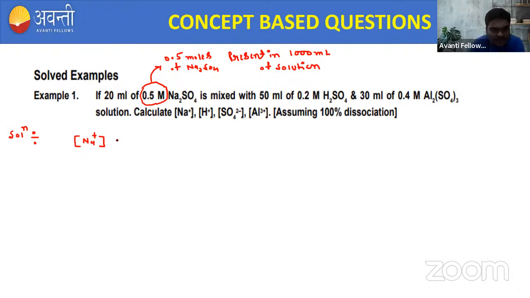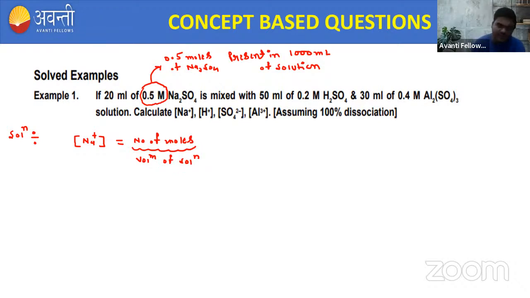Now, for example, if you want to find the concentration of sodium, what do we need? Basically, for finding the concentration, we need the number of moles of the solute upon volume. That is the number of moles of the solute divided by the total volume. Let me write here: concentration is nothing but number of moles divided by volume of the solution. This is how you find the concentration.